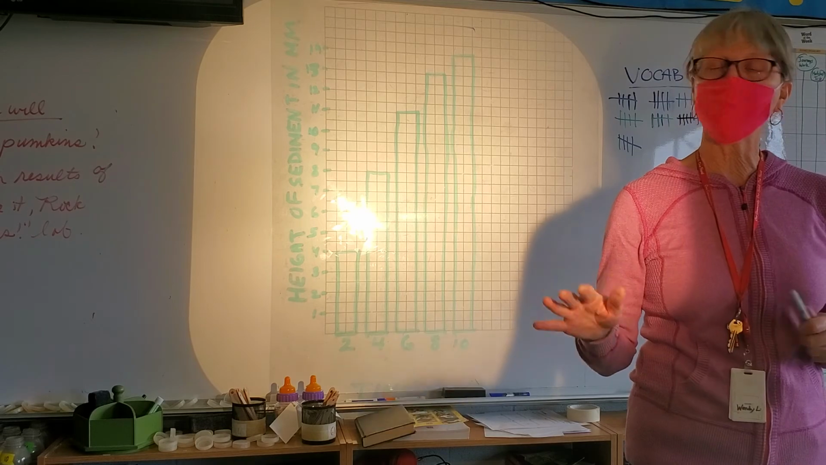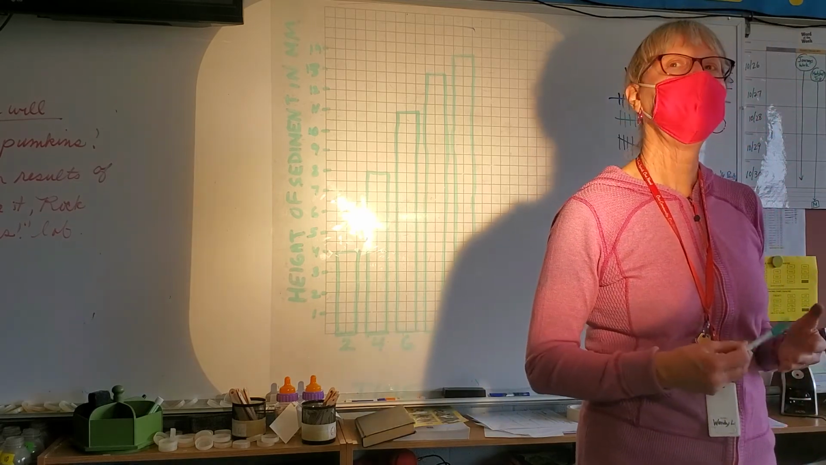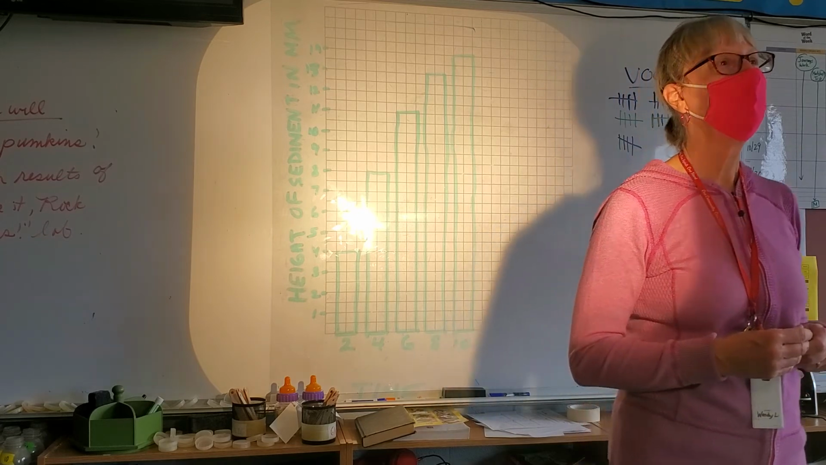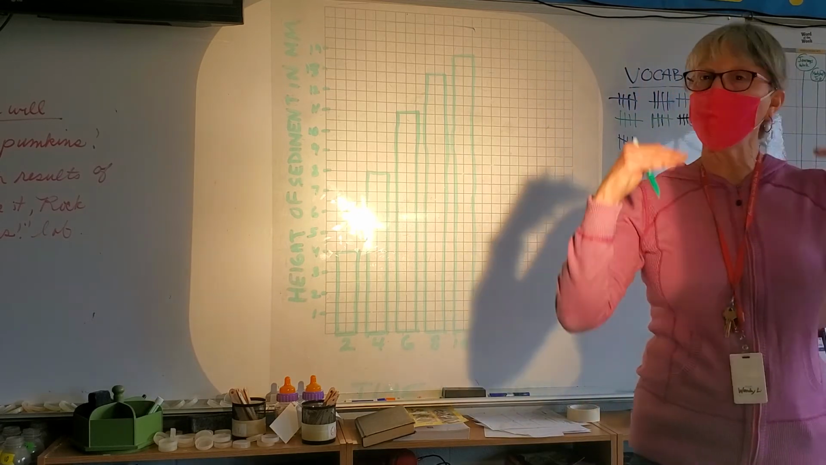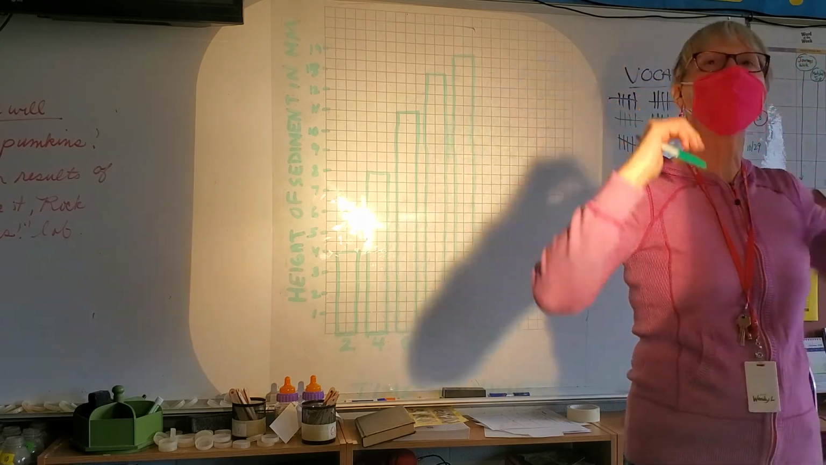Are there any other controls that have to be the same in this experiment to get the right results? I can think of some more that have nothing to do with how you shake. Ben? We had to fill it to the top with water. Right. The level of the water in your test tube had to be exactly the same. Very good. What else?